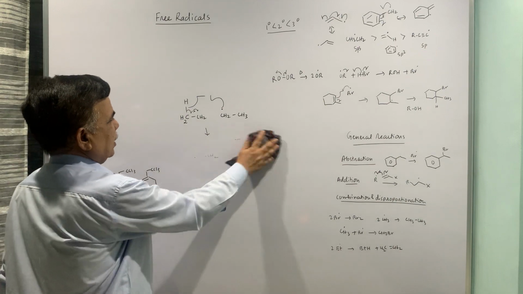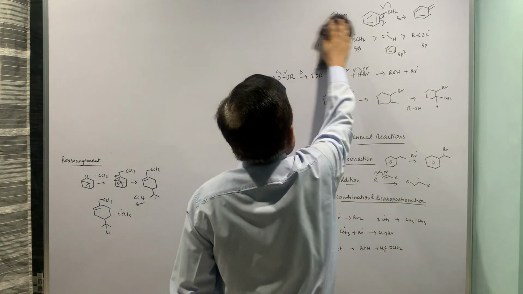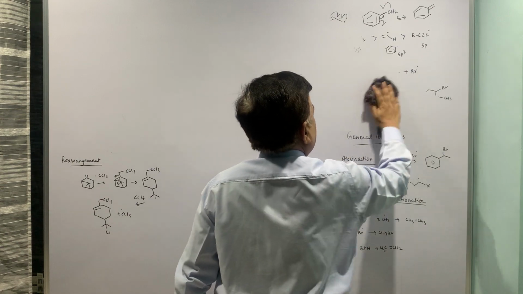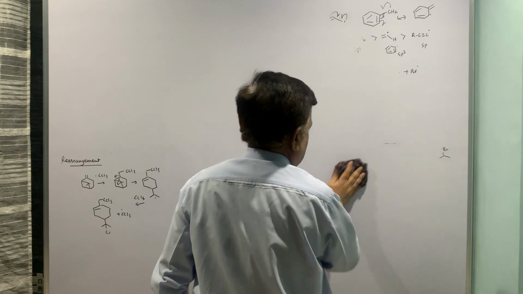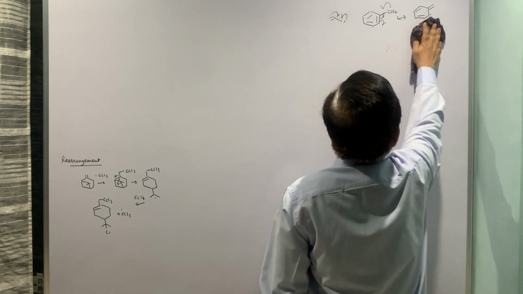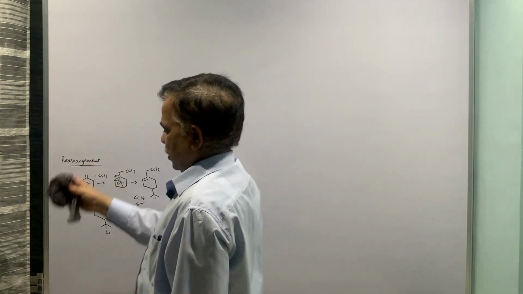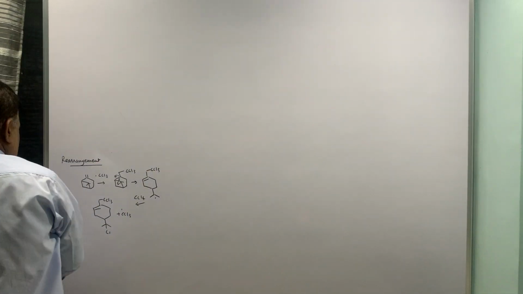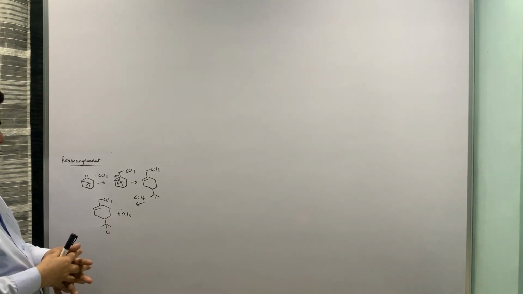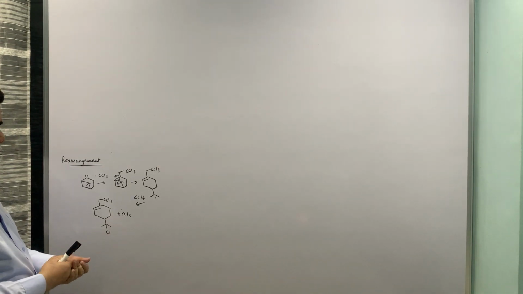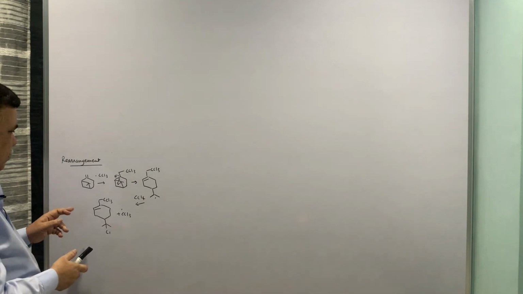One more type is rearrangement. So we have seen cationic, anionic rearrangements. In the same way, there are radical catalyzed rearrangement reactions. So one reaction is shown with pinene, or beta pinene to be precise.